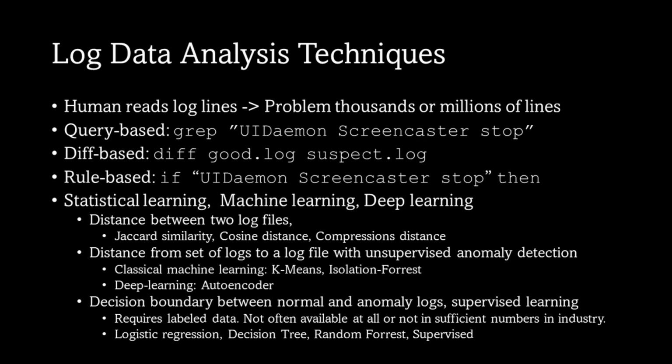Lastly, supervised learning methods can be used to define a decision boundary between normal and anomalous logs. These methods require labeled data to train models and include algorithms such as logistic regression, decision tree, or random forest. However, obtaining sufficient labeled data in industrial contexts is often challenging, which limits the practical applicability of these techniques.